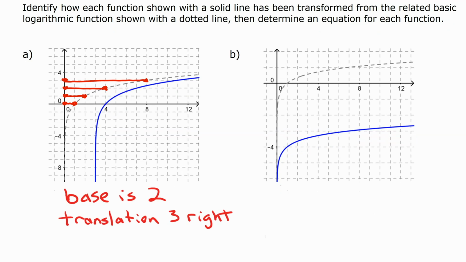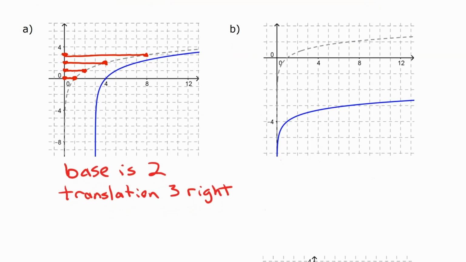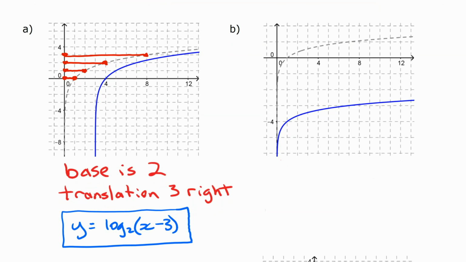And then we said also that there's a translation of 3 units to the right. And so to put that equation together, it's going to look like this. Y equals log base 2 of x minus 3, right? The base is there, and then instead of x, you've got an x minus 3 there, all right?